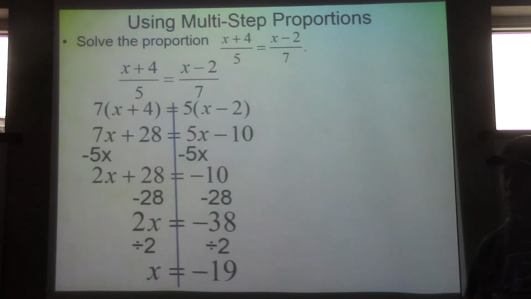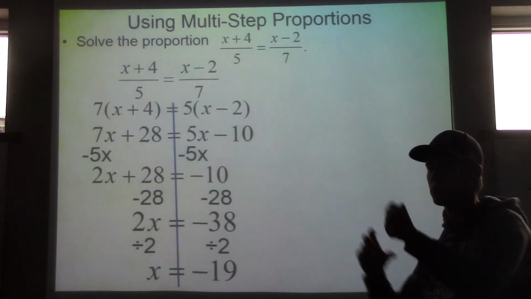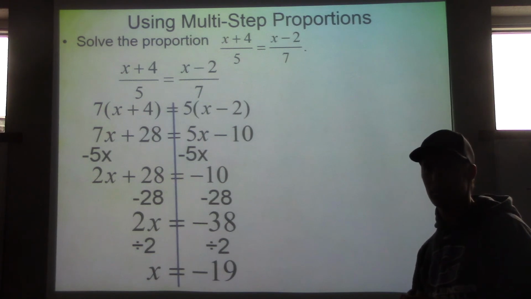So that's how we solve proportions, very simply. We go ahead, we have two proportions equal to one another, cross multiply, and solve.